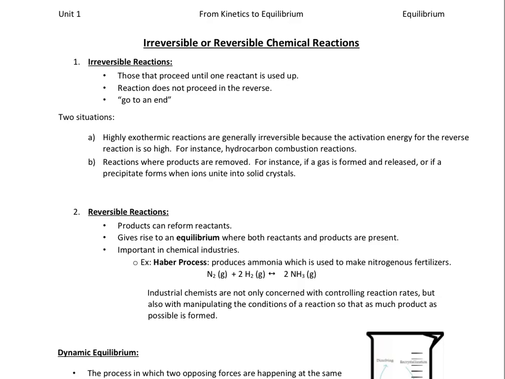Highly exothermic reactions are generally irreversible because the activation energy for the reverse reaction is so high. For instance, a hydrocarbon combustion reaction. Another situation would be reactions where products are removed. For instance, if a gas is formed and released, or if a precipitate forms when ions unite into solid crystals. This would be an irreversible reaction.